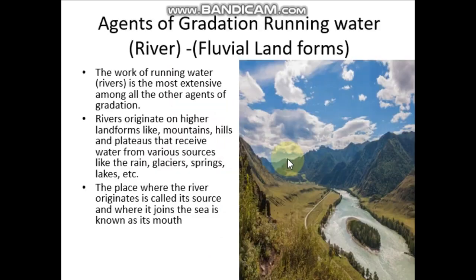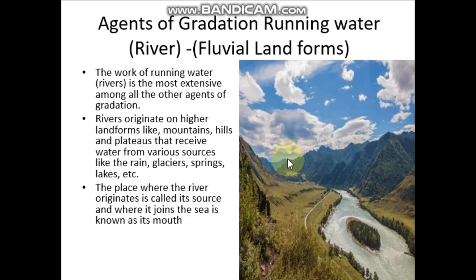Next, agents of gradation: running water. Which are the agents of gradation? There are many agents: rivers, rain, glaciers, springs, lakes, etc. So here mainly we are going to learn about the river and fluvial landforms. The work of running water is the most extensive among all the other agents of gradation.